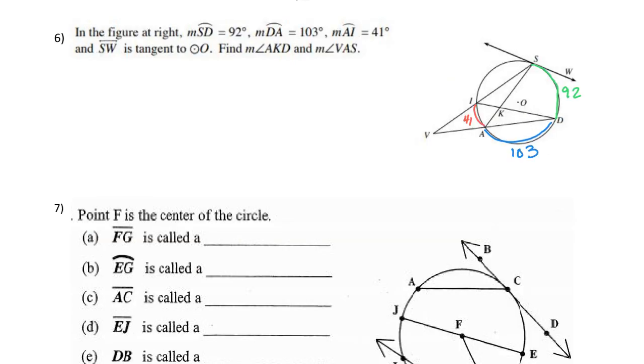Question number 6. In the figure at right, the measure of arc SD is equal to 92. The measure of arc DA is equal to 103. The measure of arc AI is equal to 41. And they also tell us that SW, which is this line segment, is tangent to the circle O. Find the measure of AKD and VAS. So you want to find the measure of two angles, AKD, so this angle that's here.